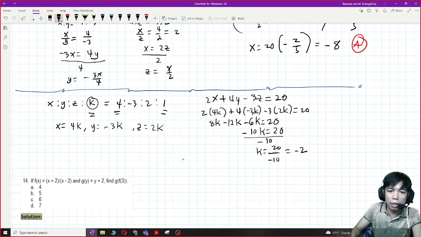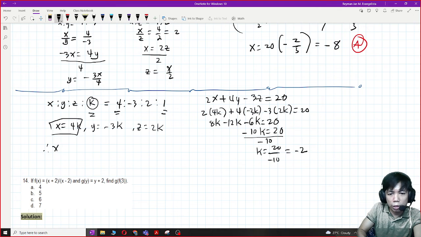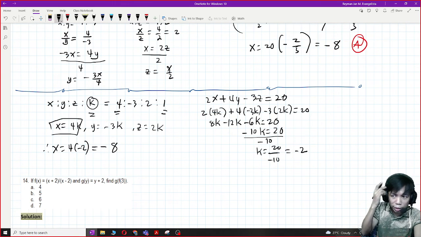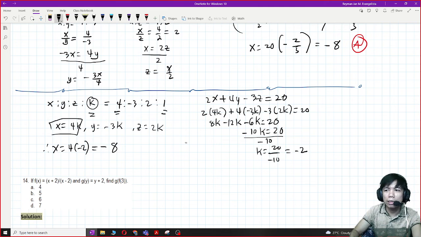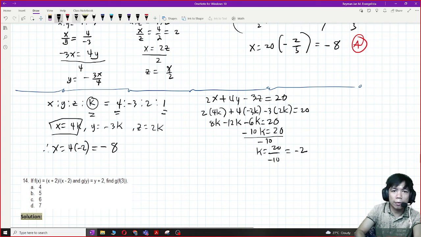Okay, then balik ka kay x natin. Okay, 4k. So, therefore, the value of x is 4 times negative 2, which is equal to negative 8. Okay? Same lang naman, pero mas mabilis to guys. Okay? Letter A.